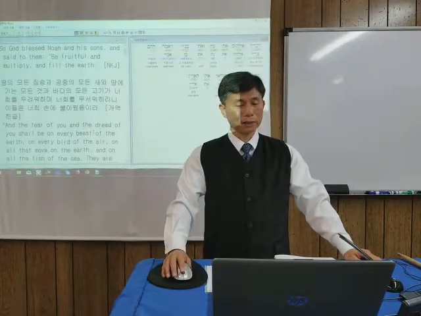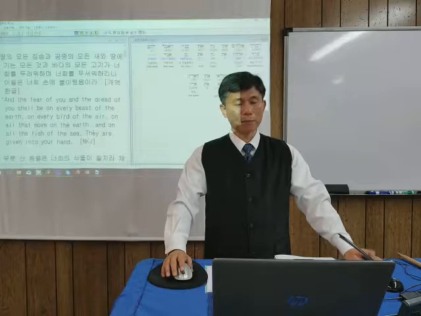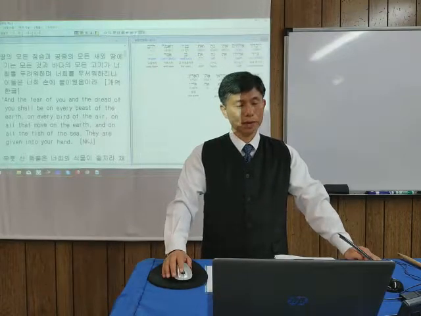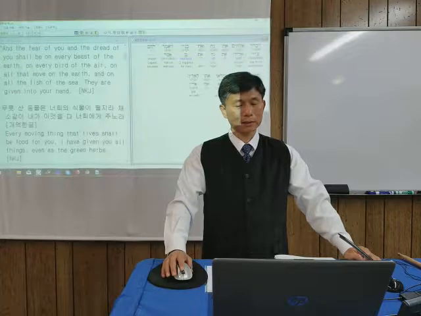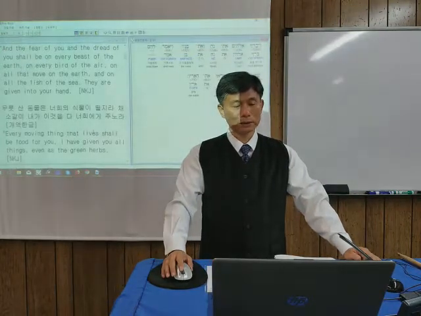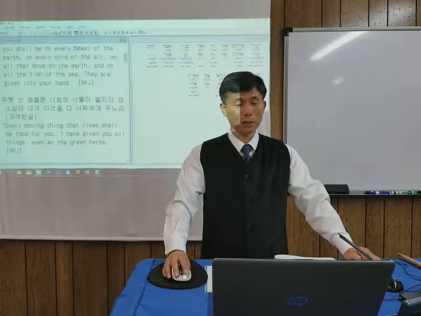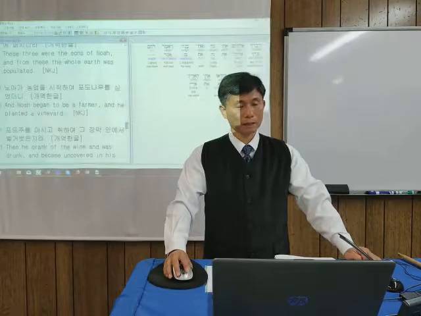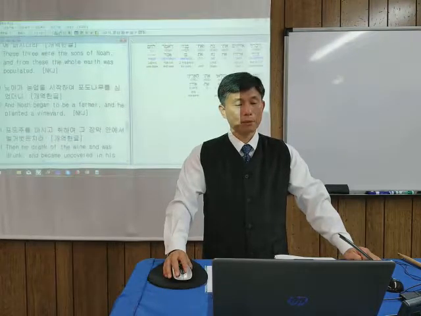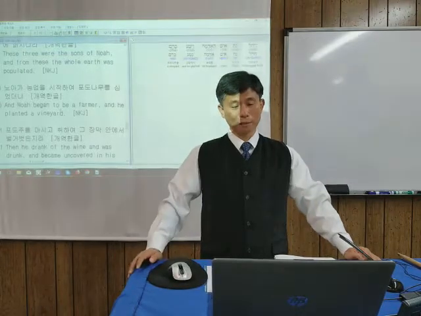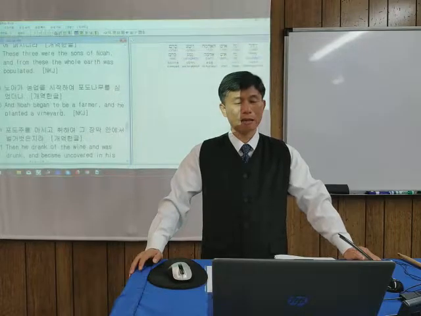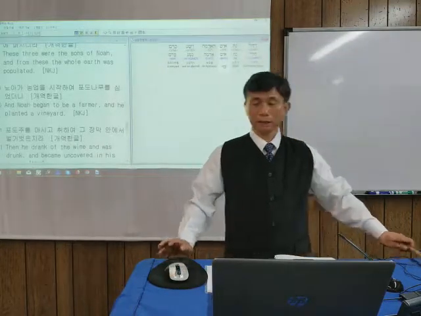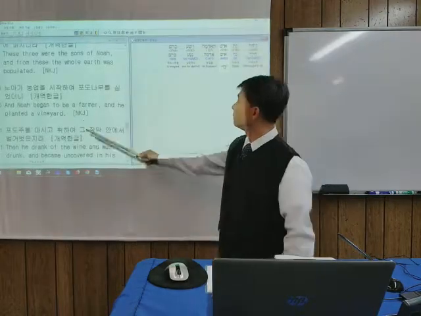And the fear of you, the dread of you shall be on every beast of the earth, on every bird of the air, on all that move on the earth, and on all the fish of the sea, they are given into your hand. Every moving thing that lives shall be food for you. I have given you all things, even as the green herbs. And then when we go down to verse 20, and Noah began to be a farmer. So Noah is a farmer, it shows here farmer, and he planted a vineyard. Okay? And here you see Noah began to be a farmer, New King James.